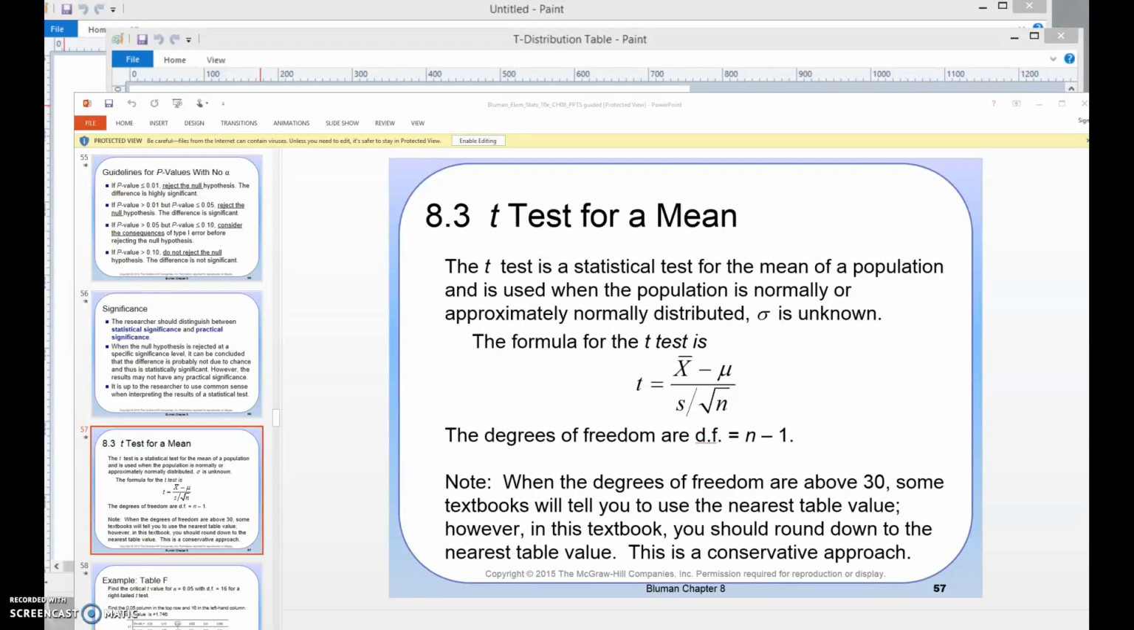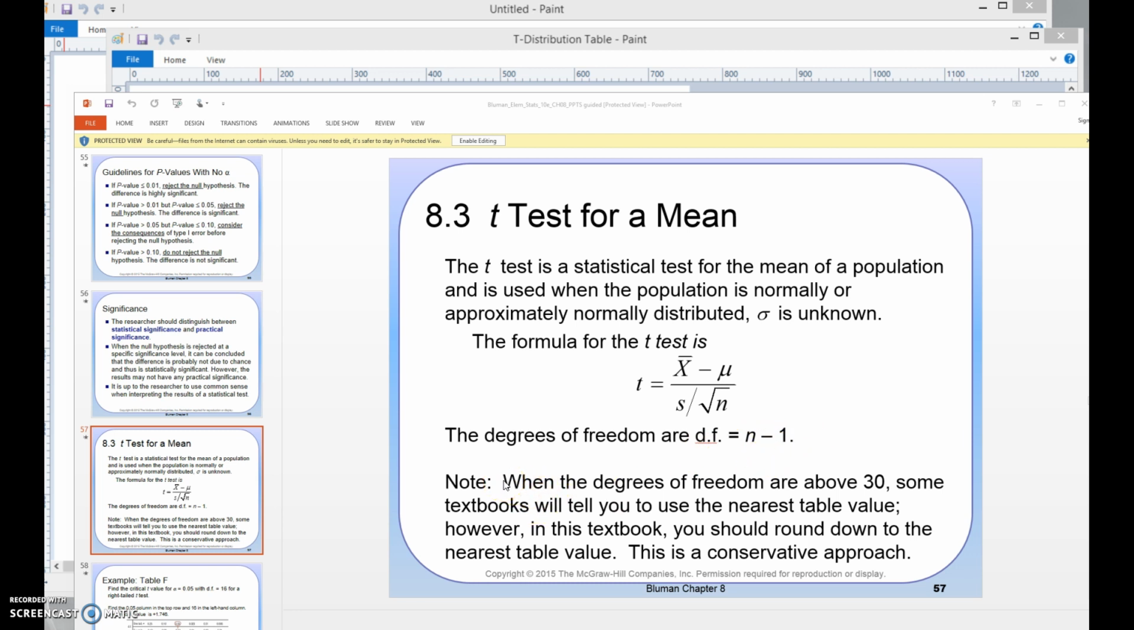Section 8.3, t-test for a mean. The t-test is a statistical test for the mean of a population and is used when the population is normally distributed or when sigma is unknown. Here is the formula for finding that t-test. The degrees of freedom are n minus 1.